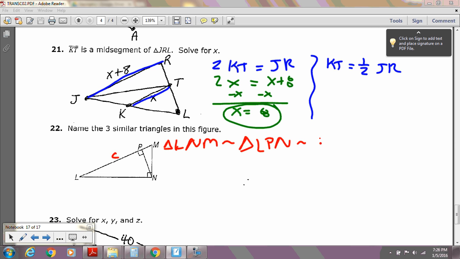So the same idea for the smallest triangle. Start at the corner and travel down the longest leg. So the corner I would start at is N this time to meet the right angle at P, and then end up at M.